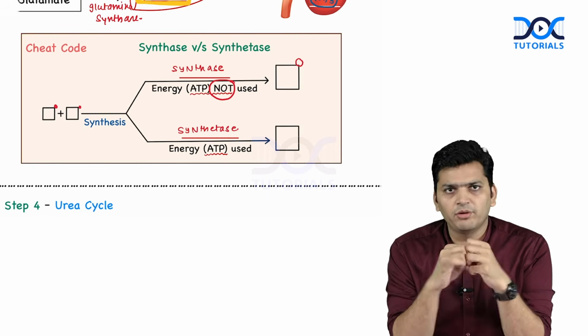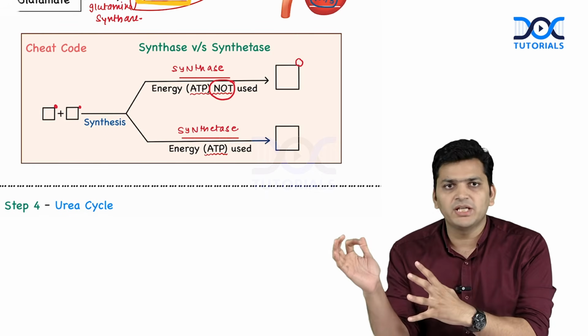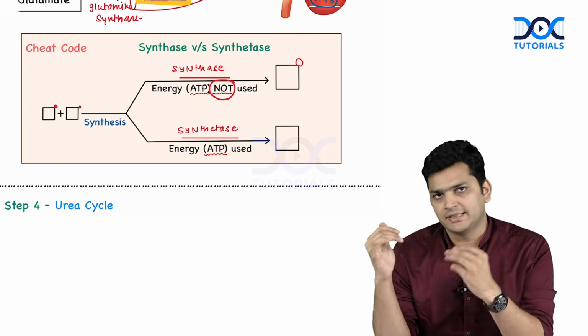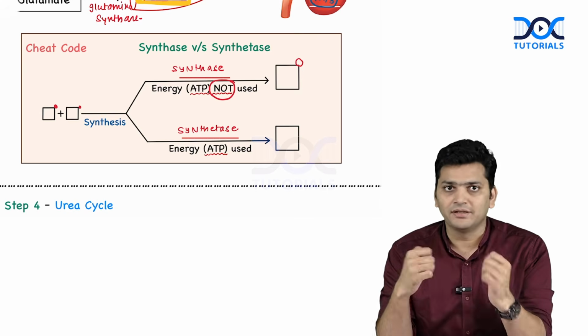Small molecules joining together, making a big molecule. We want to see whether the ATP is used or not used. If the ATP is not used, it is synthase. If the ATP is used, it is synthetase.